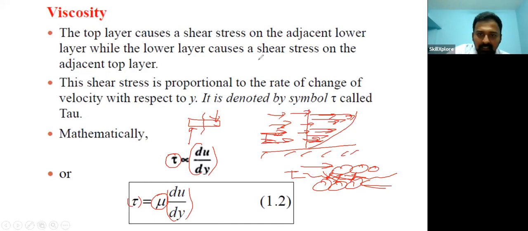So I think I have given some inputs on viscosity. For better understanding, do you have any doubts in this topic? Okay, I'll move on to the next one.